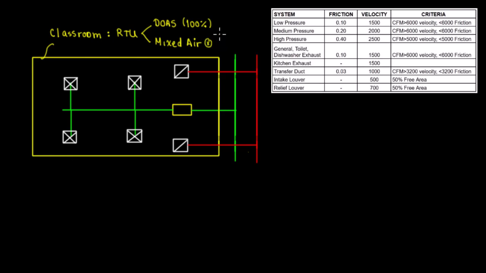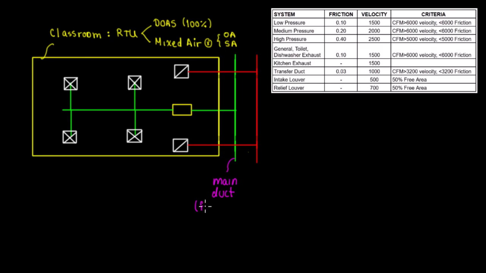Mixed air is a combination of outside air and supply air. So technically in here, we already have these two components, outside air and supply air. Now I'm going to put this in pink so everyone can see. This is the main duct, all right? This is the main duct coming from the rooftop.